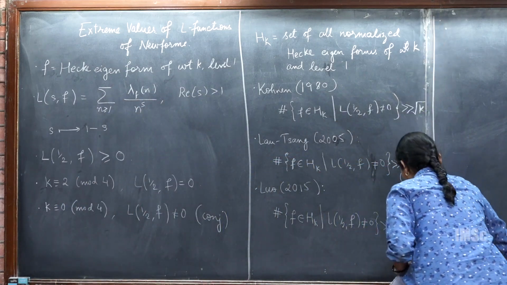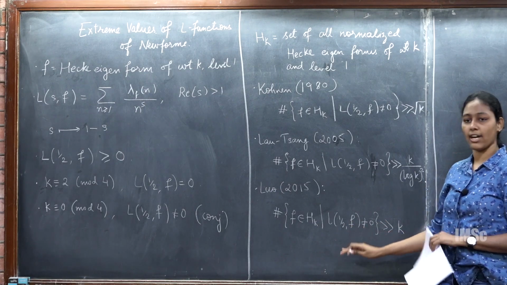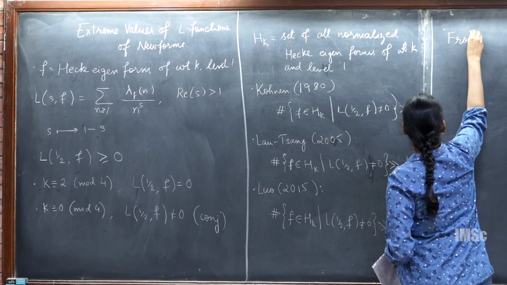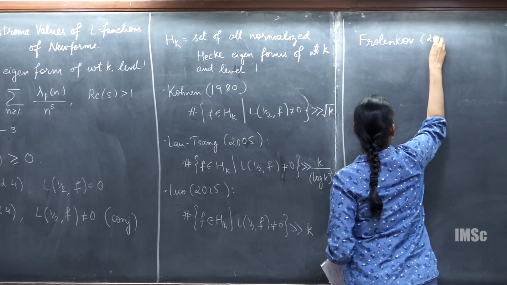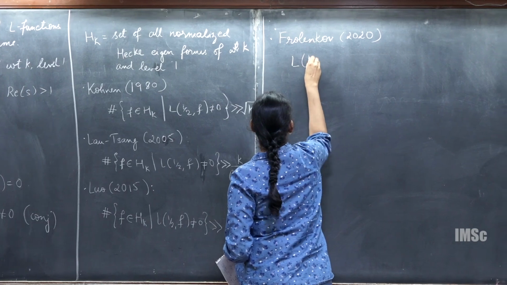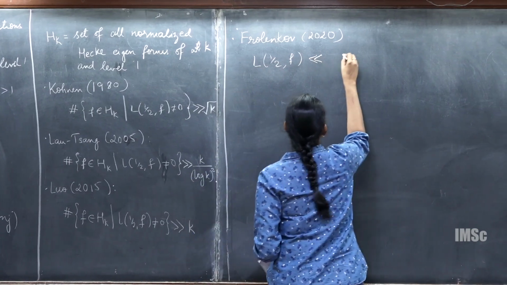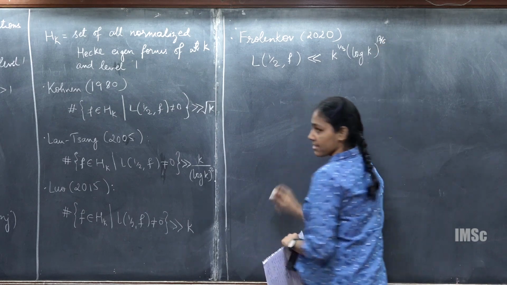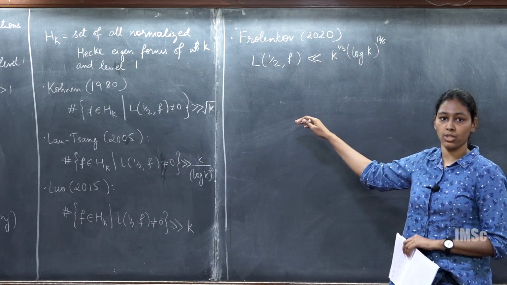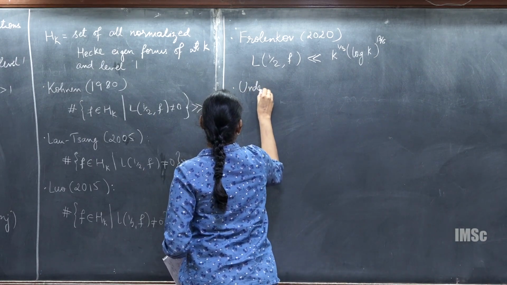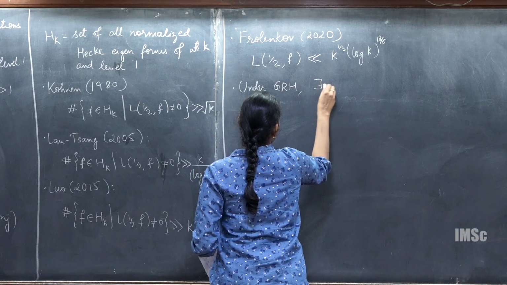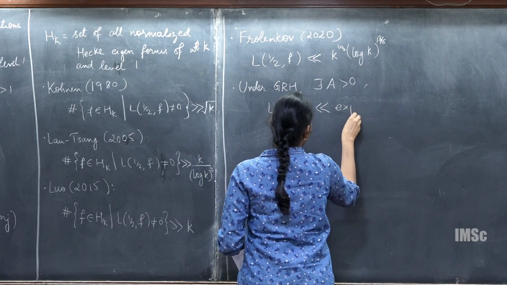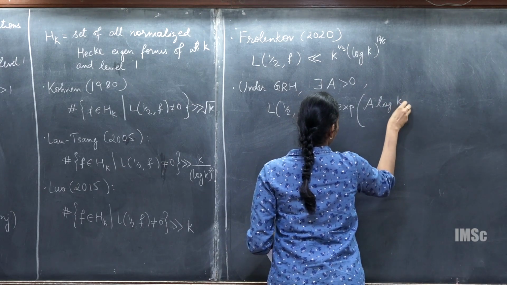So once we know that these many Hecke eigenforms are there for which the value is non-vanishing, we would like to know what is the bound on these values. In this direction, the best known result is by Frolenkov, where he showed that L(1/2, f) is less than k to the 1 by 3 times (log k) to the 13 by 6. However, this is far from the expected bound. In fact, we know under GRH that there exists a positive constant A such that L(1/2, f) takes values less than exponential of A log k by log log k.